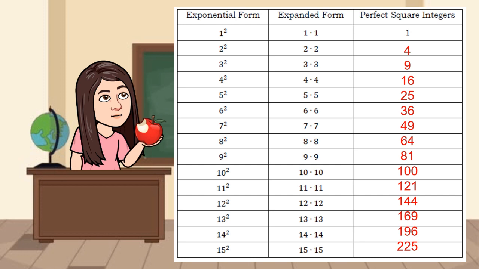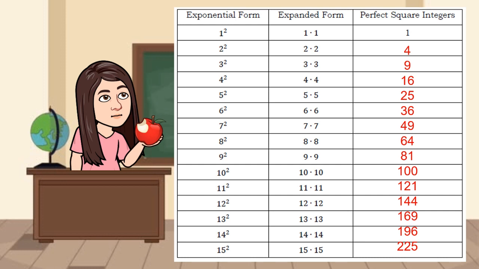Ngayon, sabay-sabay nating i-recite ang perfect square integers from 1 to 15. 1 squared is 1 times 1, which is equal to 1. 2 squared is 2 times 2, which is equal to 4. 3 squared is 3 times 3, which is equal to 9. 4 squared is 4 times 4, which is equal to 16. 5 squared is 5 times 5, which is equal to 25.